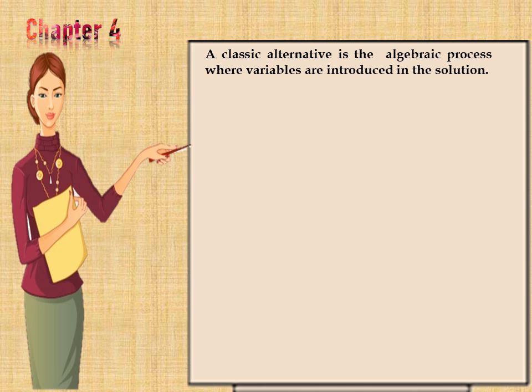So there is another way to solve this kind of problem, and it is an algebraic process where we introduce variables in the solution. The first step here is to understand the problem. Again, remember to try to restate the problem in our own words so that the problem is easier to understand.